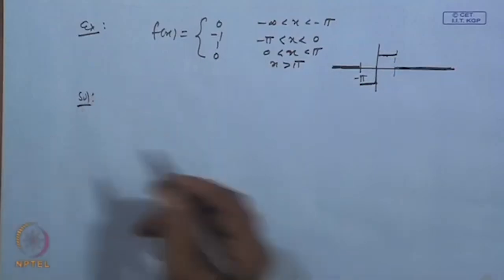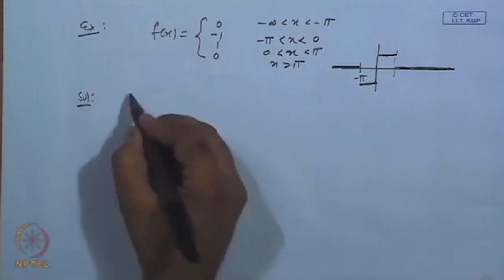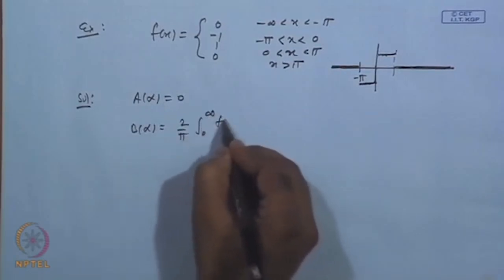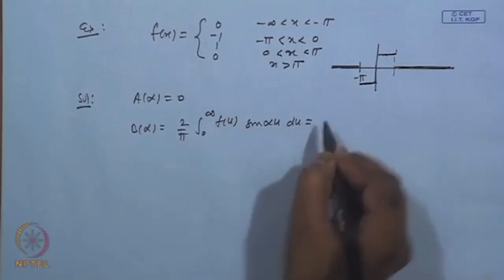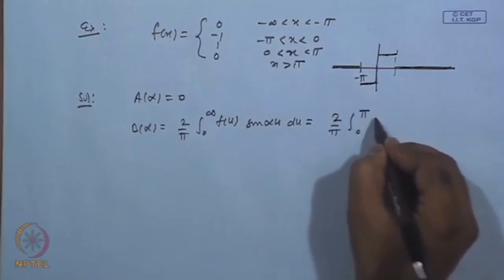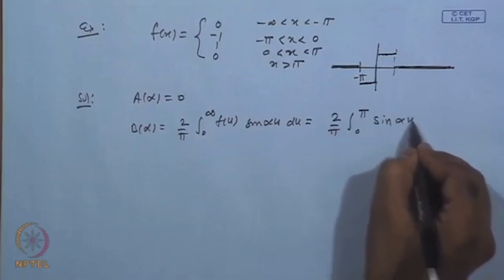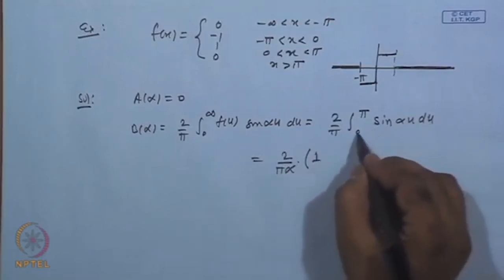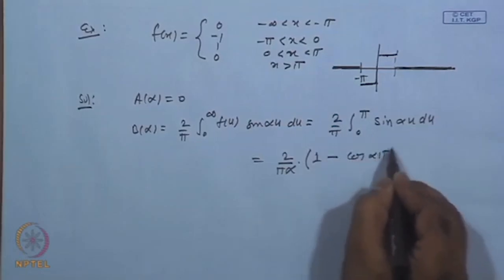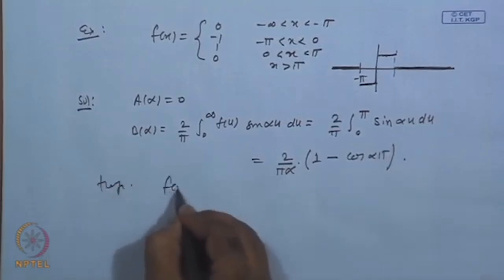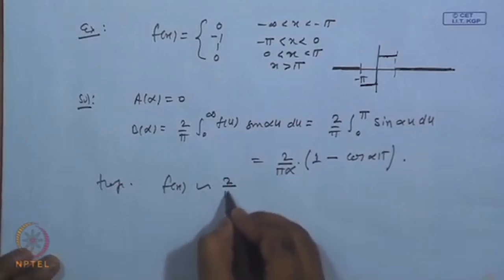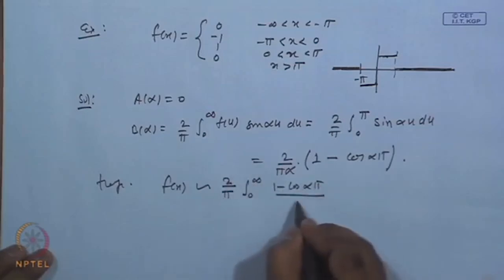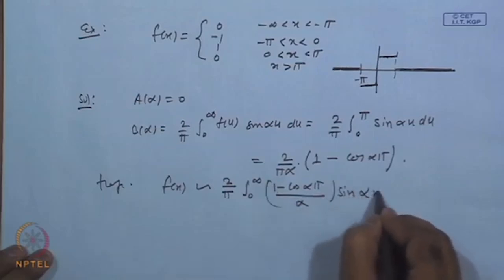So, solution. We want to have this Fourier integral representation. A(alpha) will be 0, and B(alpha) is 2 over pi times the integral from 0 to infinity of f(u) sin(alpha u) du. This is 2 over pi times the integral from 0 to pi simply, where the value of f is 1, so we have sin(alpha u) du. This is 2 over pi alpha times cos(alpha u), with minus sign, so at 0 we put first, and we get 1 minus cos(alpha pi). Therefore, the Fourier sine integral representation will be given by 2 over pi times the integral from 0 to infinity of (1 minus cos(alpha pi)) over alpha, times sin(alpha x) d alpha.